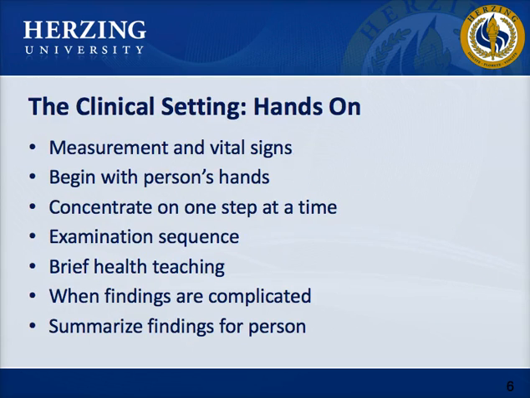So in summary, the hands-on practice would include measurement and vital signs. Begin with the person's hands. Concentrate on one step at a time. Remember your examination sequence and consider the child or the older adult when you are preparing to perform your examination. Do brief health teaching throughout the examination. When findings are complicated, you may have to contact someone else and summarize findings for the person when you are all done the exam.